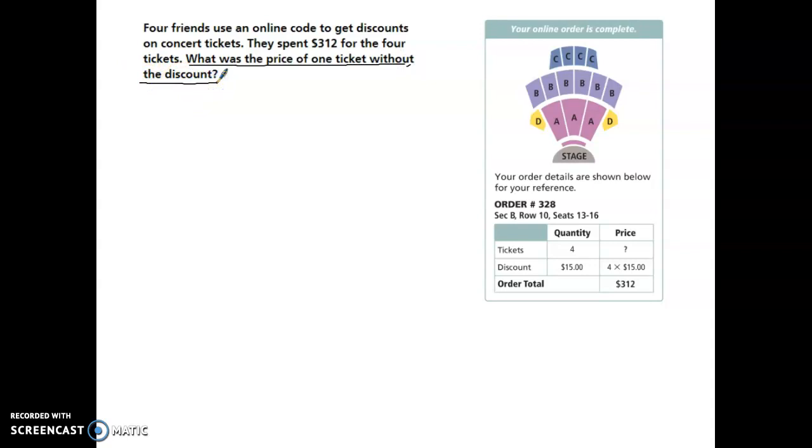Here's another example. 4 friends use an online code to get a discount on their concert tickets. There's the discount. It's given to you in the picture. They spent $312 for 4 tickets. What was the price of 1 ticket? This is going to tell you what your variable is equal to. So I'm going to let P, to represent price, equal the price of 1 ticket.